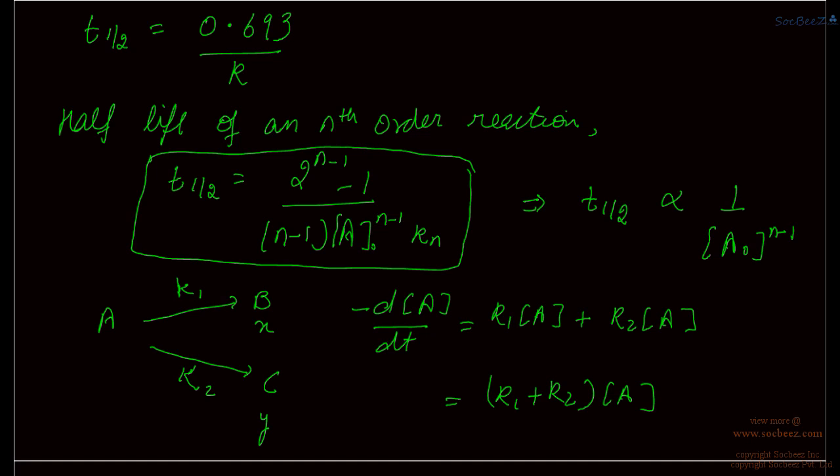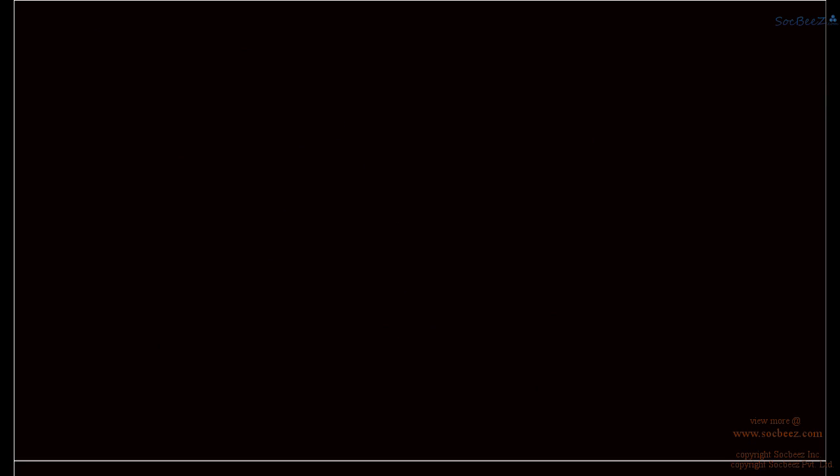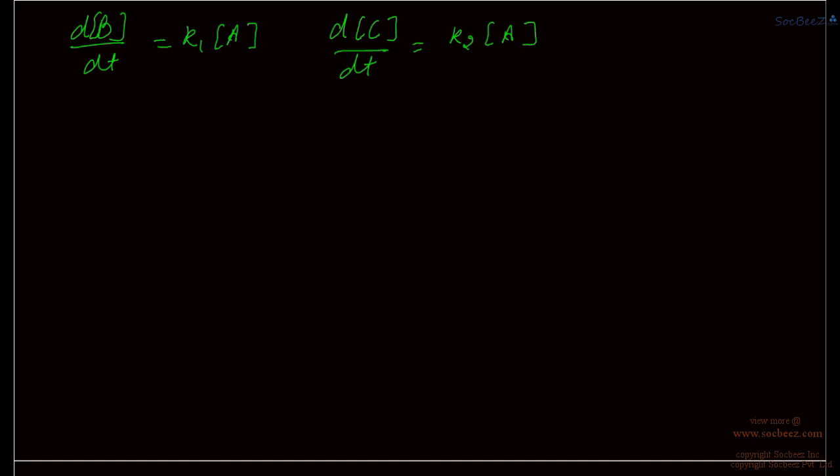Now, we can write it in another form: the rate of appearance of B, dB by dt, equals K1 times the concentration of A, and dC by dt equals K2 times the concentration of A. If we simplify these equations further, we get X upon Y equals K1 upon K2. Therefore, the ratio in which the products will be formed after time t is equal to the ratio of their respective rate constants, or, being more precise, specific rate constants.